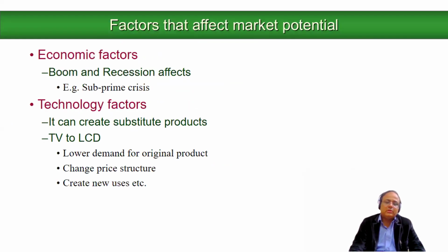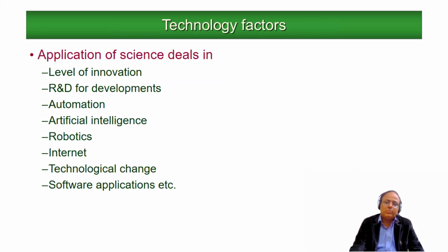So a factor that affects the market potential is the economic and the technology factors. And if you talk about the technology factors, the application of science deals with the level of innovation, R&D for developments, automation, AI, robotics, internet, and software applications.